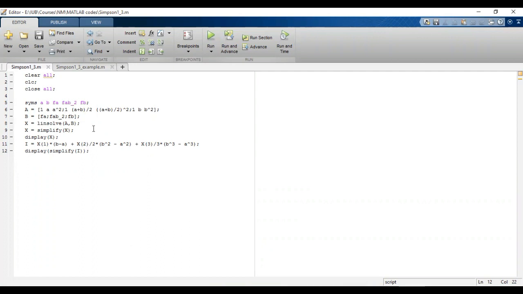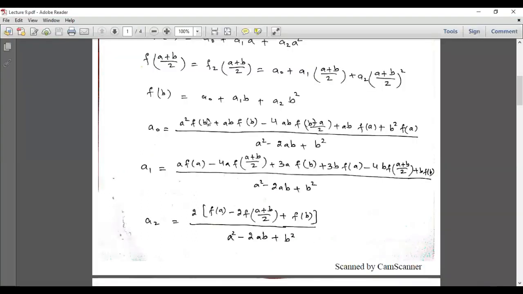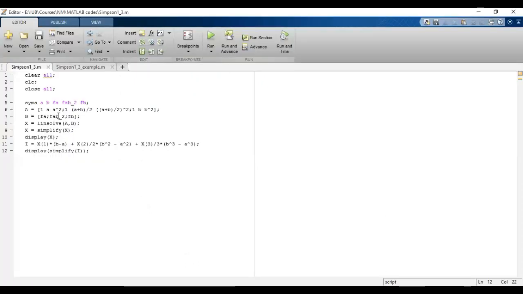So this is the simple code, and we know that these are the variables which have to be used by solving these three simultaneous equations. So first variable is a, second variable is b, third variable is f of a, then f of b, and f of a plus b over 2. So these are the five variables which are to be used in this derivation. So I define these variables by using this command. syms a b fa, f of a plus b over 2 is represented by this variable, and here we have fb, right?